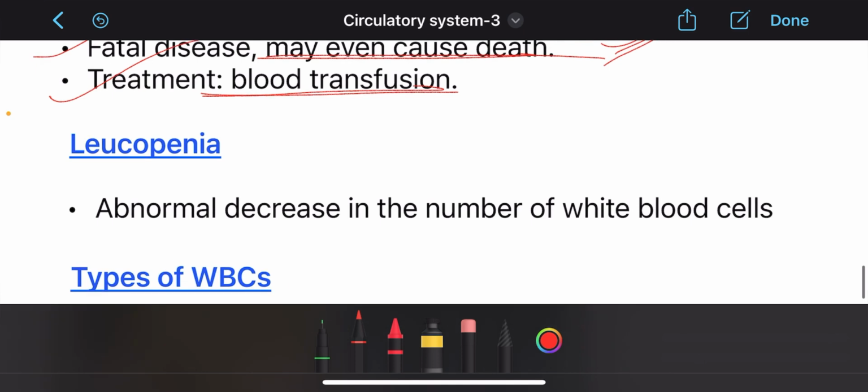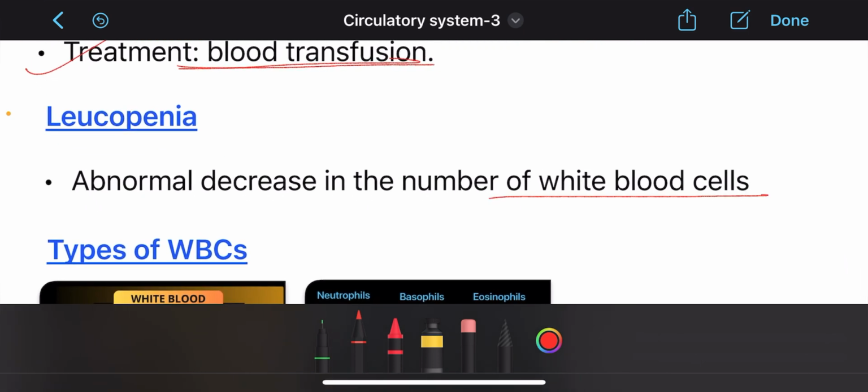Leukopenia is the abnormal decrease of white blood cells, and due to this there can be no defense mechanism against disease causing germs, and therefore the person may fall ill very easily.